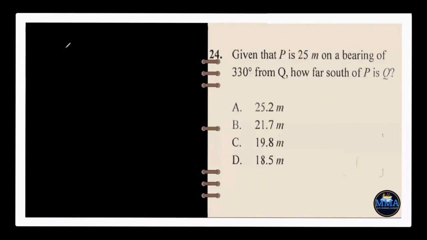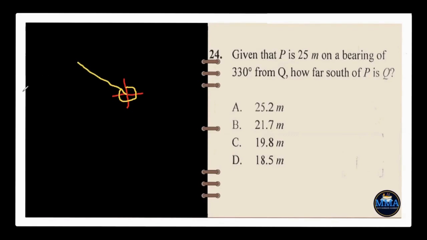Question 24, given that P is 25 meters on a bearing of 330 degrees from Q, how far south of P is Q? So let's put our cardinal points here. All right. So now, for the bearing, we start our reading from here. This is 90, 180, 270. We sweep it up and we proceed here.